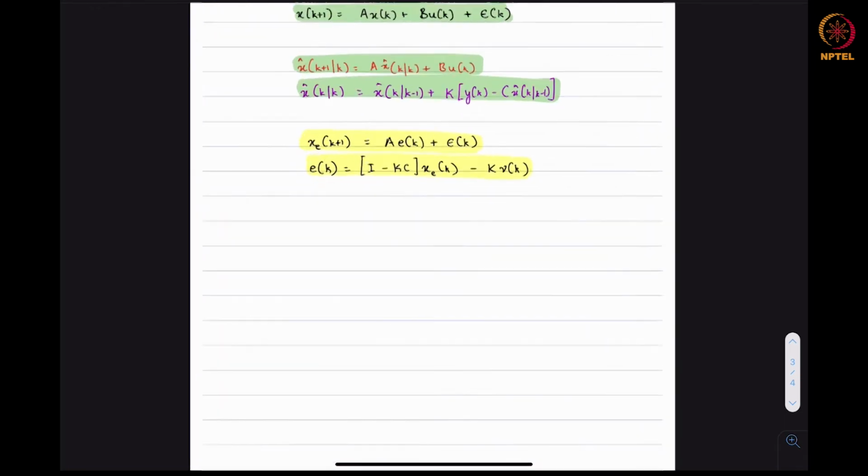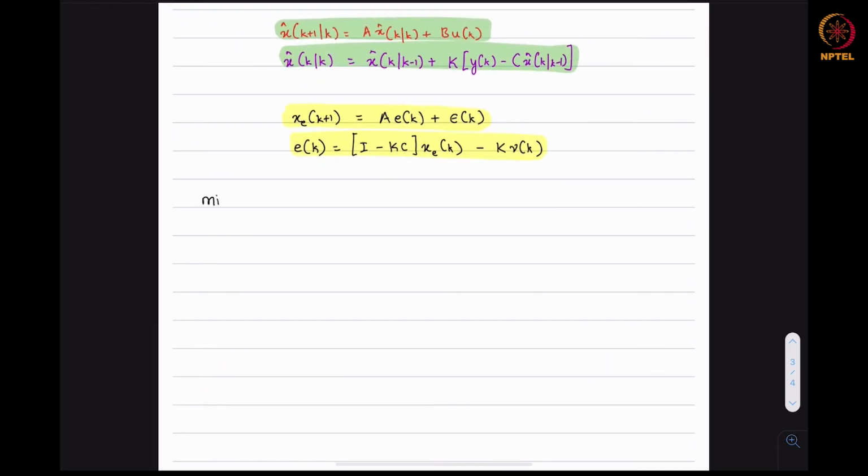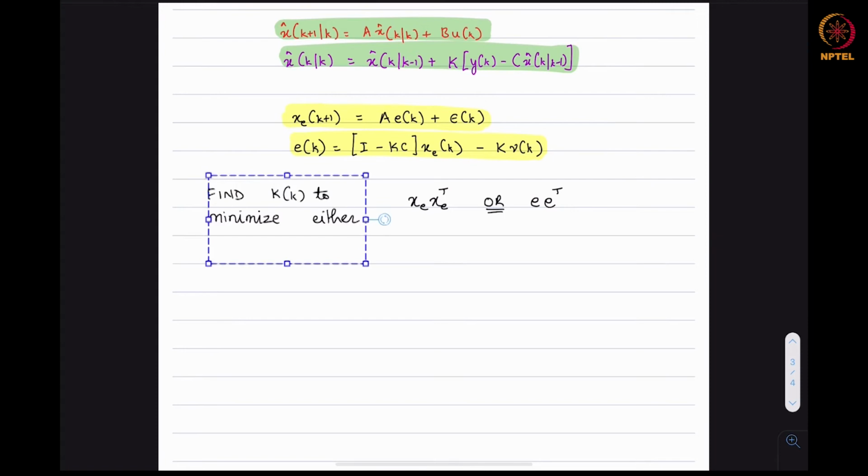Okay, remember what we want to do is minimize either X E transpose or E transpose. So we want to find K, minimize either. Find K to minimize either of these two options. That's the aim of our Kalman filter. So either of these are possible.